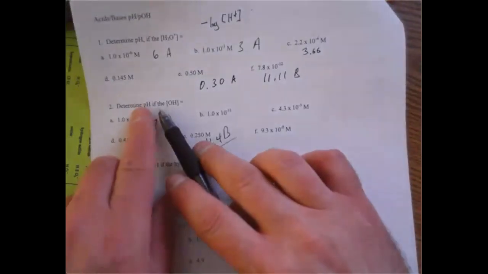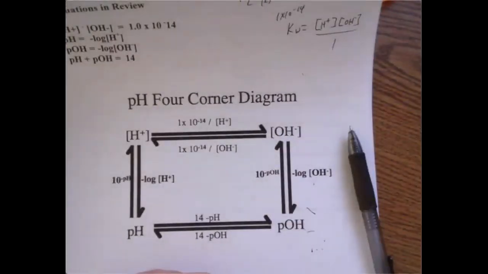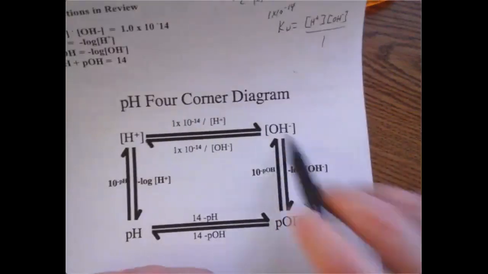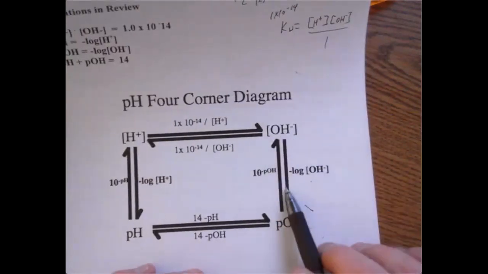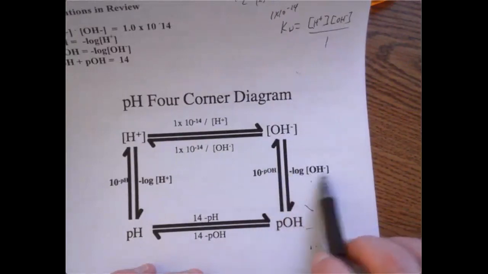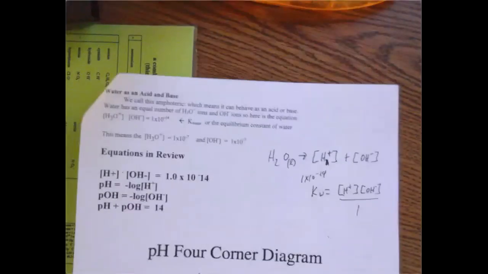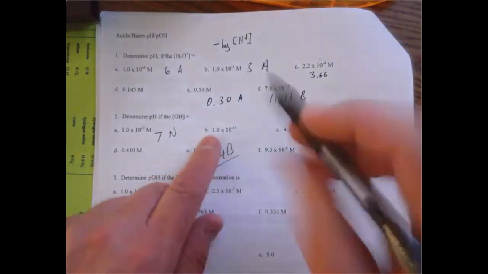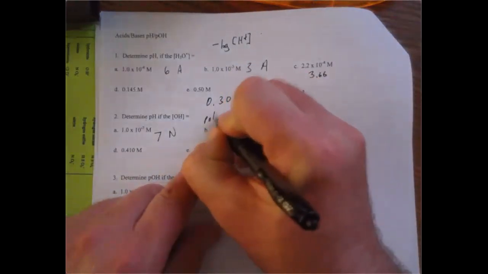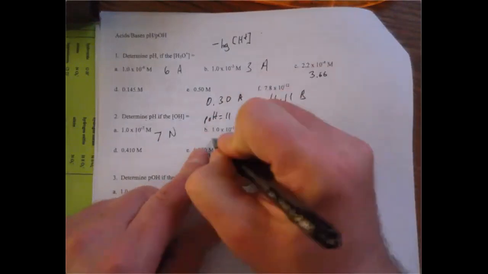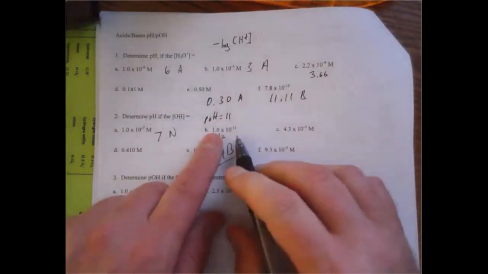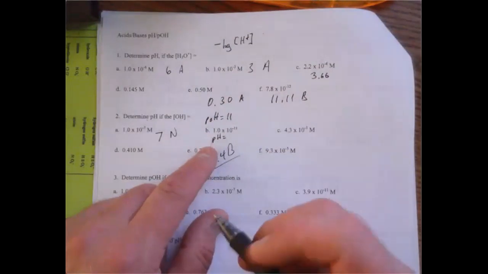The next one says, determine the pH if the OH is this. Well, remember, that's a different thing. We've got OH up here. Well, we can take the negative log of that and get the pOH, and then we can subtract that from 14 to get the pH. So, easy enough. Well, this would be 11. pOH would be 11. So pH, what's 14 minus 11? 3.